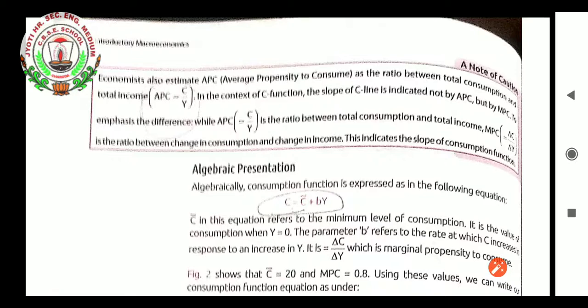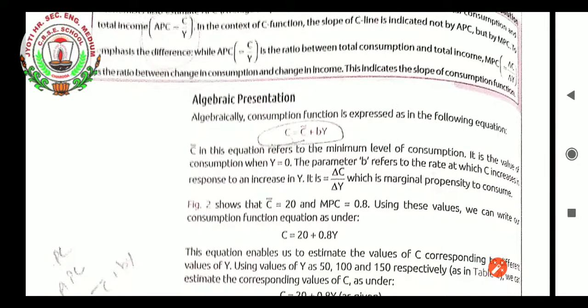In the context of the C function, the slope of the C line is indicated not by APC but by MPC. To emphasize the difference: APC equals C by Y is a ratio between total consumption and total income. MPC equals change in C upon change in Y is a ratio between change in consumption and change in income. This indicates the slope of the consumption function. Algebraic presentation. Algebraically, the consumption function is expressed as in the following equation: C equals C bar plus bY. Here small b is the marginal propensity to consume.